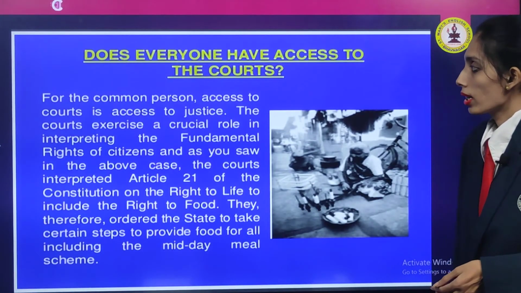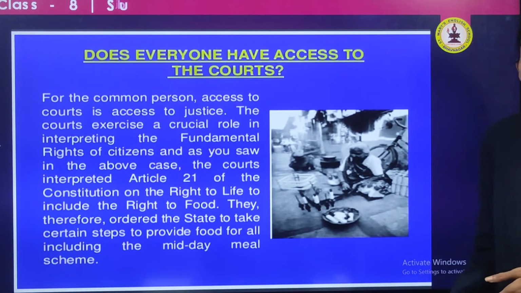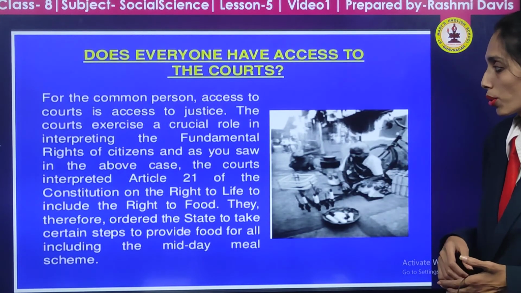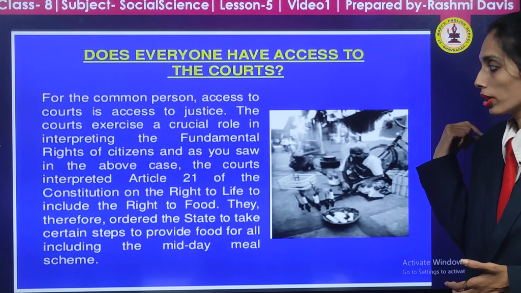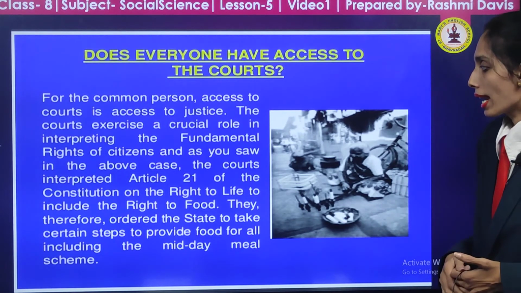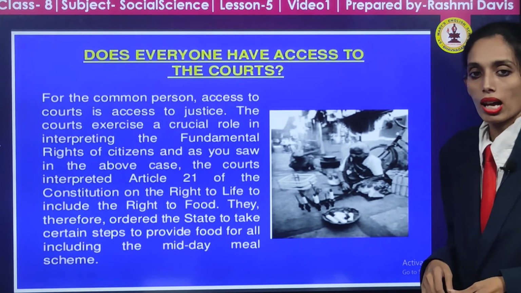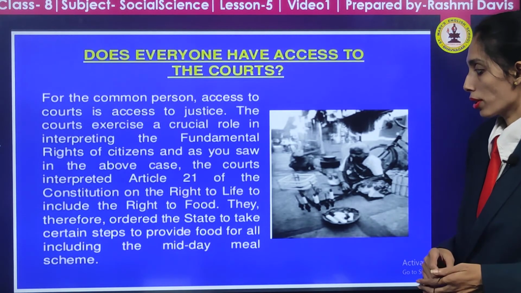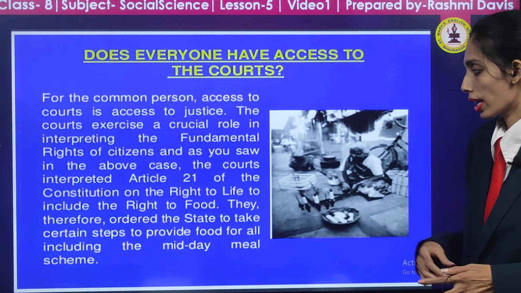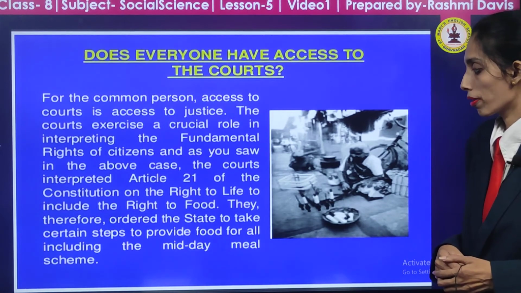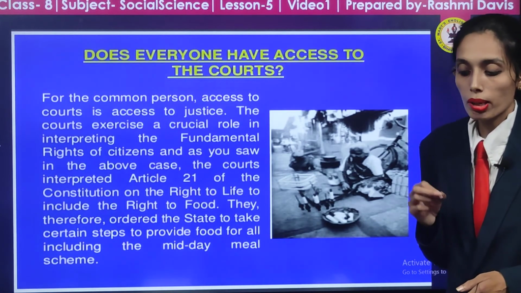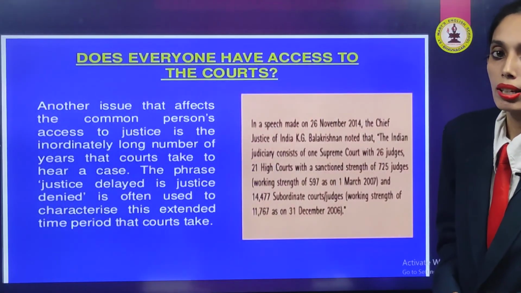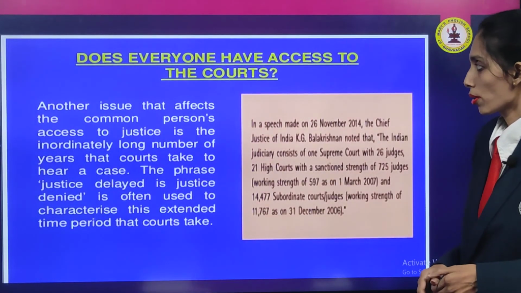Then you can see here, common persons' access to courts. The courts exercise a crucial role in interpreting the fundamental rights of citizens, and as you saw in the above case, Article 21, on the right to life and right to food, ordered the state to take certain steps to provide food for all, including the midday meal scheme. So this is the final verdict which was given by the Supreme Court.